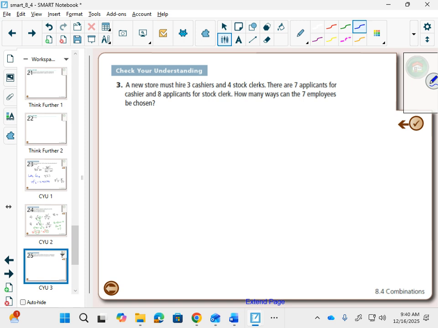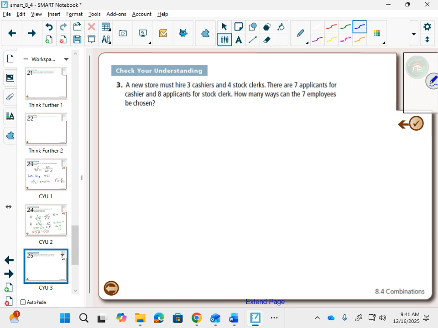Okay, so they need 3 new cashiers and 4 new stock clerks, and there are 7 applicants for cashiers and 8 applicants for stock clerks. So each of those things is a combination, because when you hire 3 people, it doesn't matter the order that you hire them. But this is connected to permutations because the person who is hiring has 2 major decisions to make.